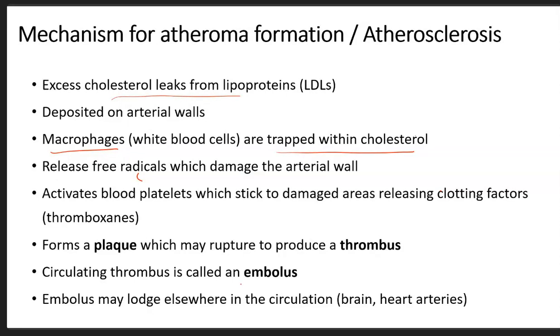Circulating thrombus is called an embolus. So the embolus may lodge elsewhere in the blood circulation. It can reach the brain, the heart, arteries also. Okay, so you can search in the YouTube. Ada banyak video yang dia explain on how atherosclerosis occurs.